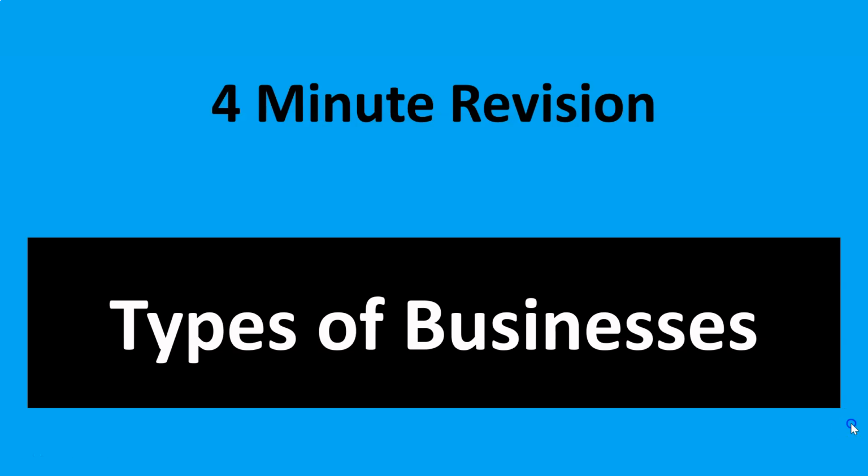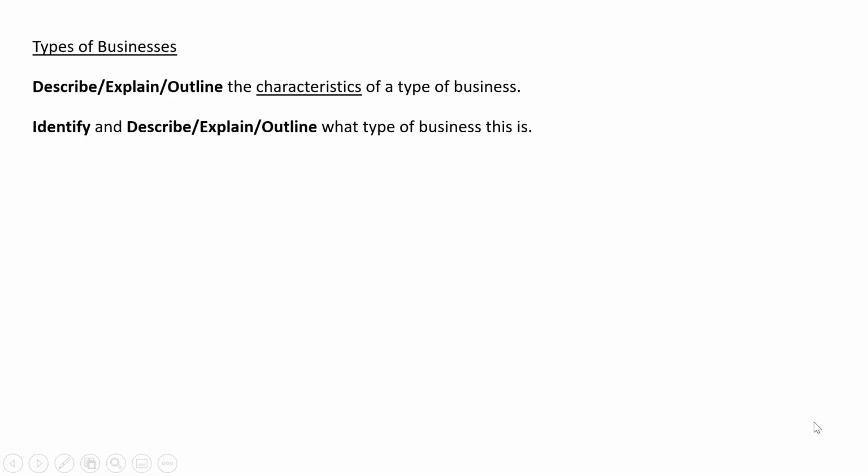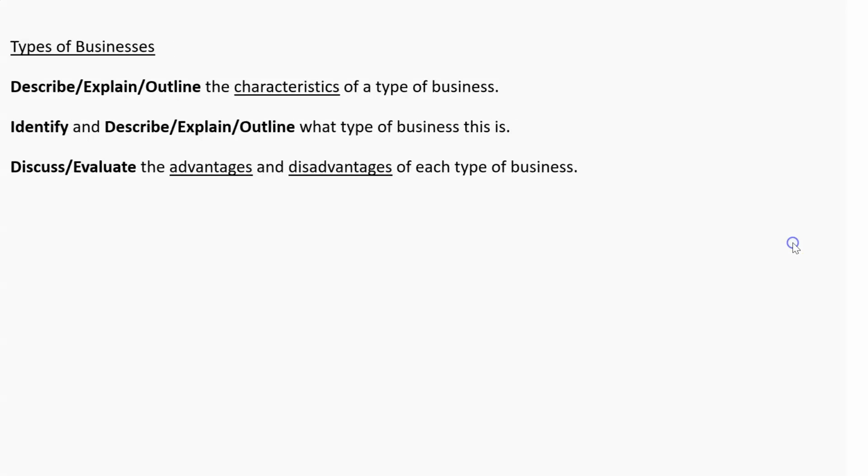Types of businesses is a really big topic. So looking at the types of questions we could expect, there'd be things like describe, explain, or outline the characteristics or the features of a type of business. Identify and describe, explain, outline what type of business this is. So you get a case study and you've got to spot what type it is and then explain those characteristics or features. And lastly, maybe discuss or evaluate the pros and cons, advantages, disadvantages, however you want to put it, of each type of business.